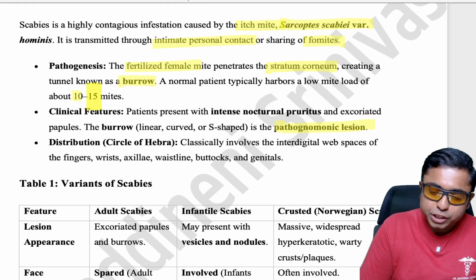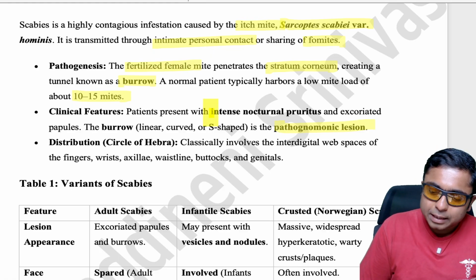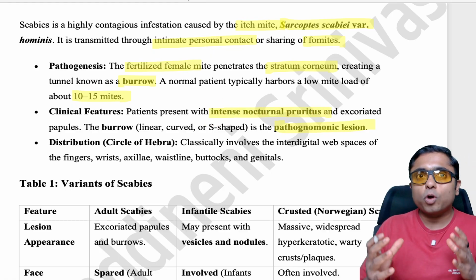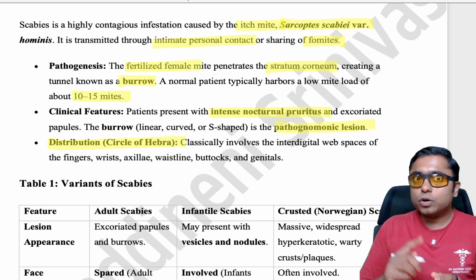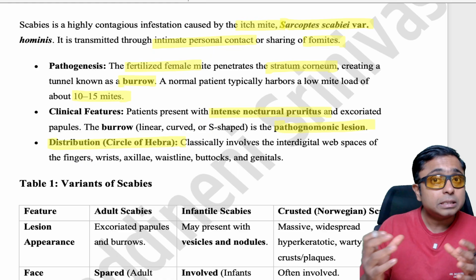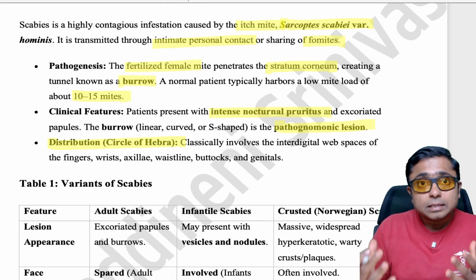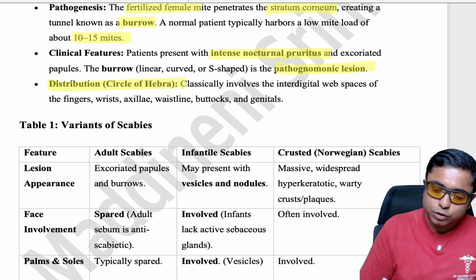And normally a patient is going to have 10 to 15 mites over the body at a given point of time, and the presentation is going to be with extreme nocturnal pruritus. You can remember the distribution is going to be in the area of the circle of Hebra. Also an important point is similar complaints in the history, in the contacts, and also in the family members. This is a very important history.